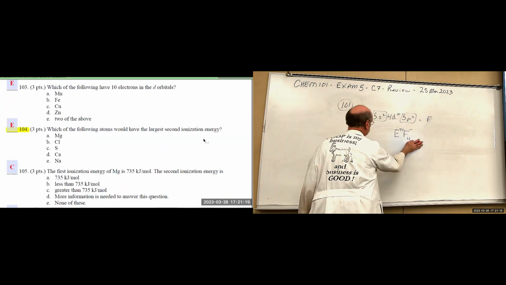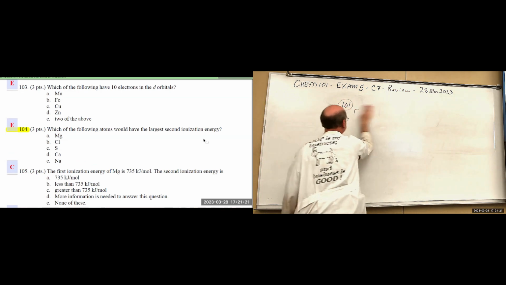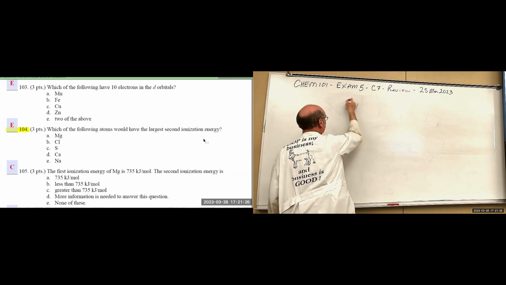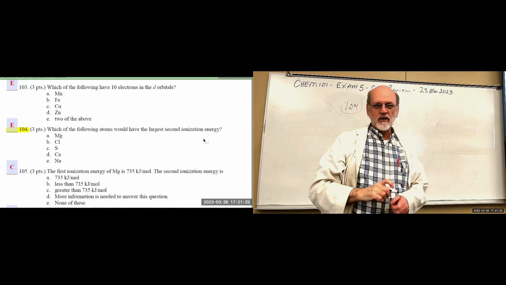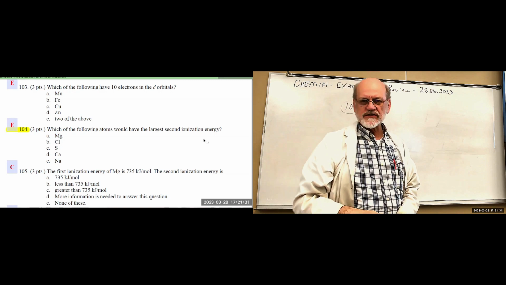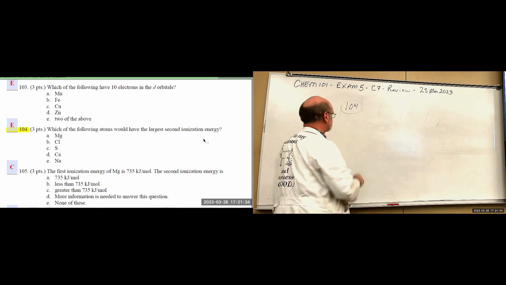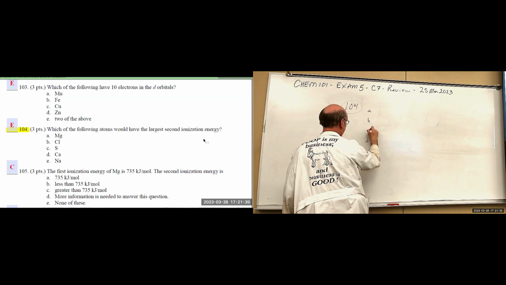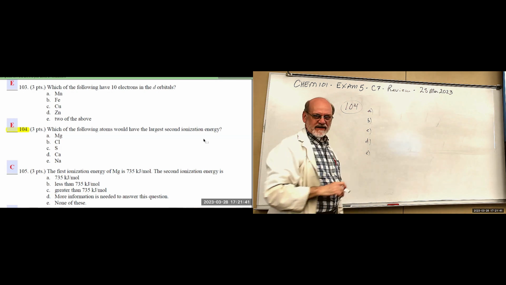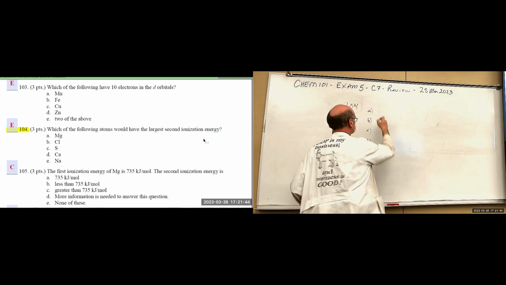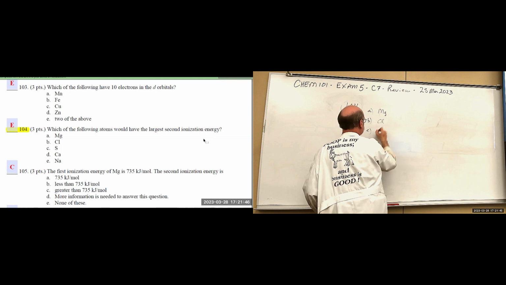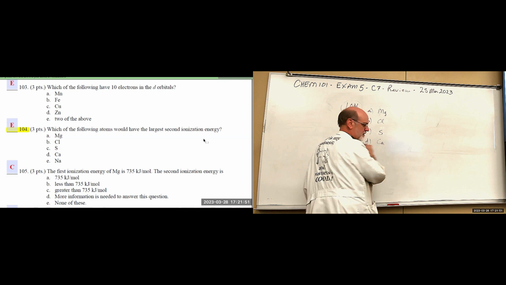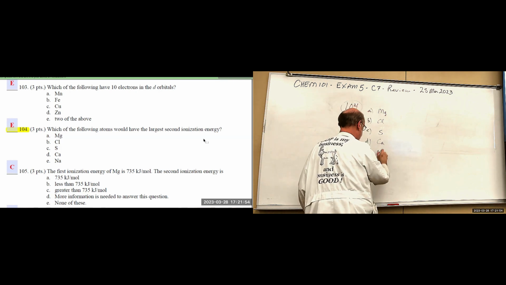104. Which of the following atoms would have the largest second ionization energy? Okay, so what do we have? Magnesium, chlorine, sulfur, calcium, and sodium.